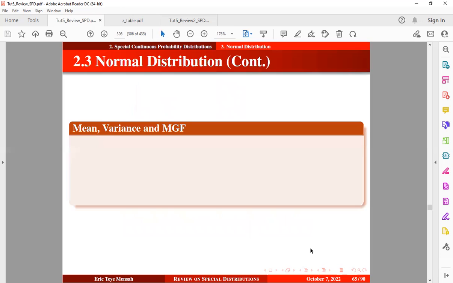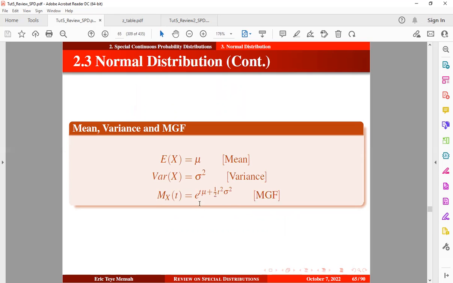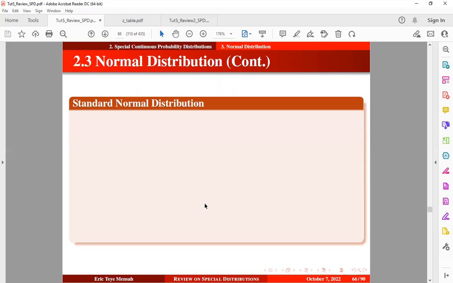All right. So let's take a look at the mean, variance, and moment generating function of the normal distribution. So the mean is equal to mu. We have the variance to be equal to sigma squared, and we have the moment generating function also as shown here. Okay. All right, so let's take a look at the standard normal distribution.